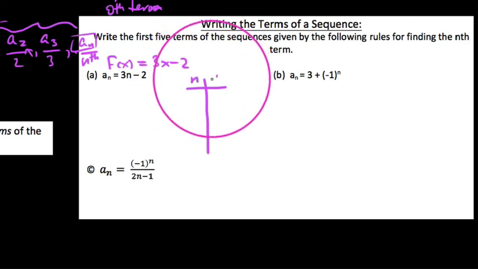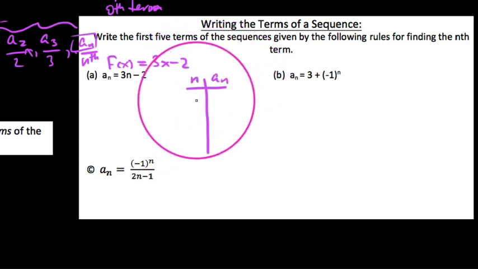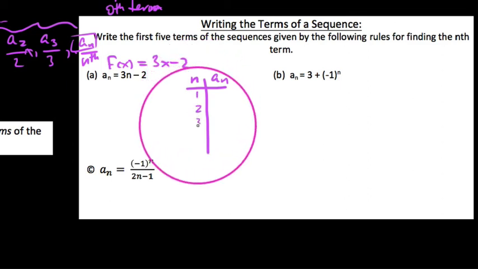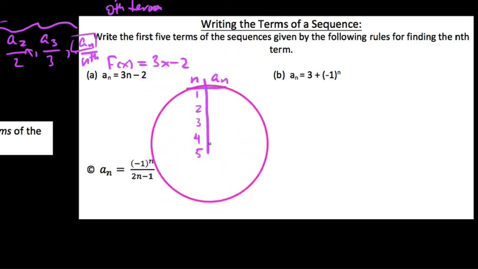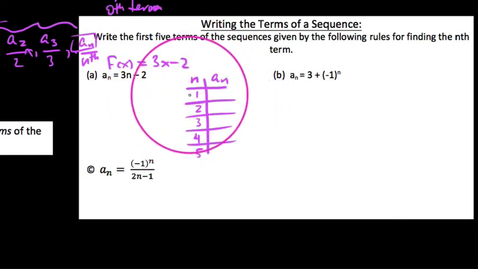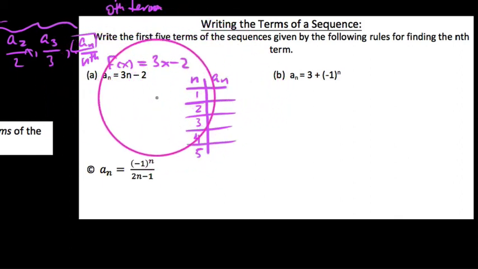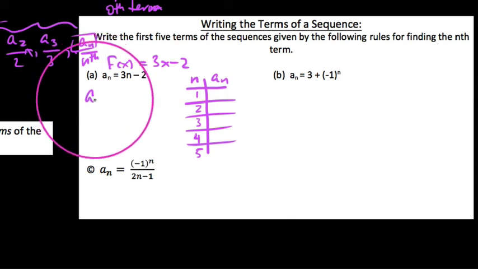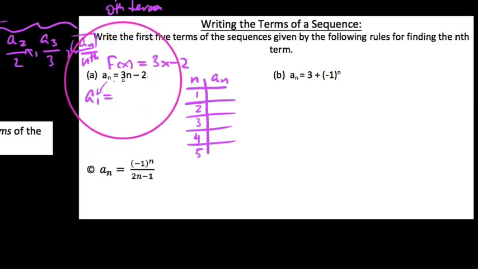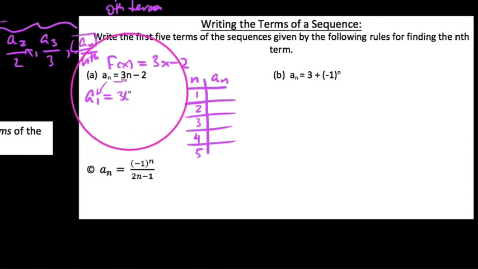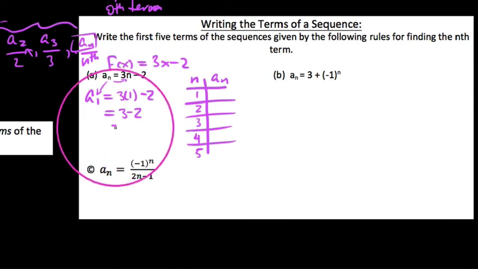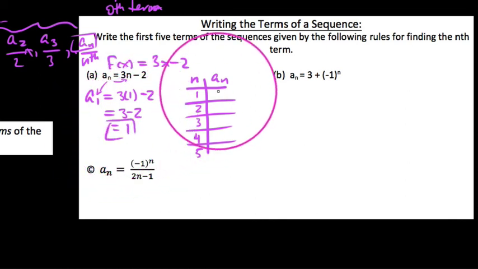So for this example I'm going to fill in a table with n and a sub n, starting at 1, 2, 3, 4, and 5. We wanted the first 5 terms of the sequence. All we're really doing is substituting these into the problem. When n is 1, what we're looking for is a1, so we put that into our rule: 3 times 1 minus 2. So a sub 1 is 3 minus 2, which is 1. Our output is 1.